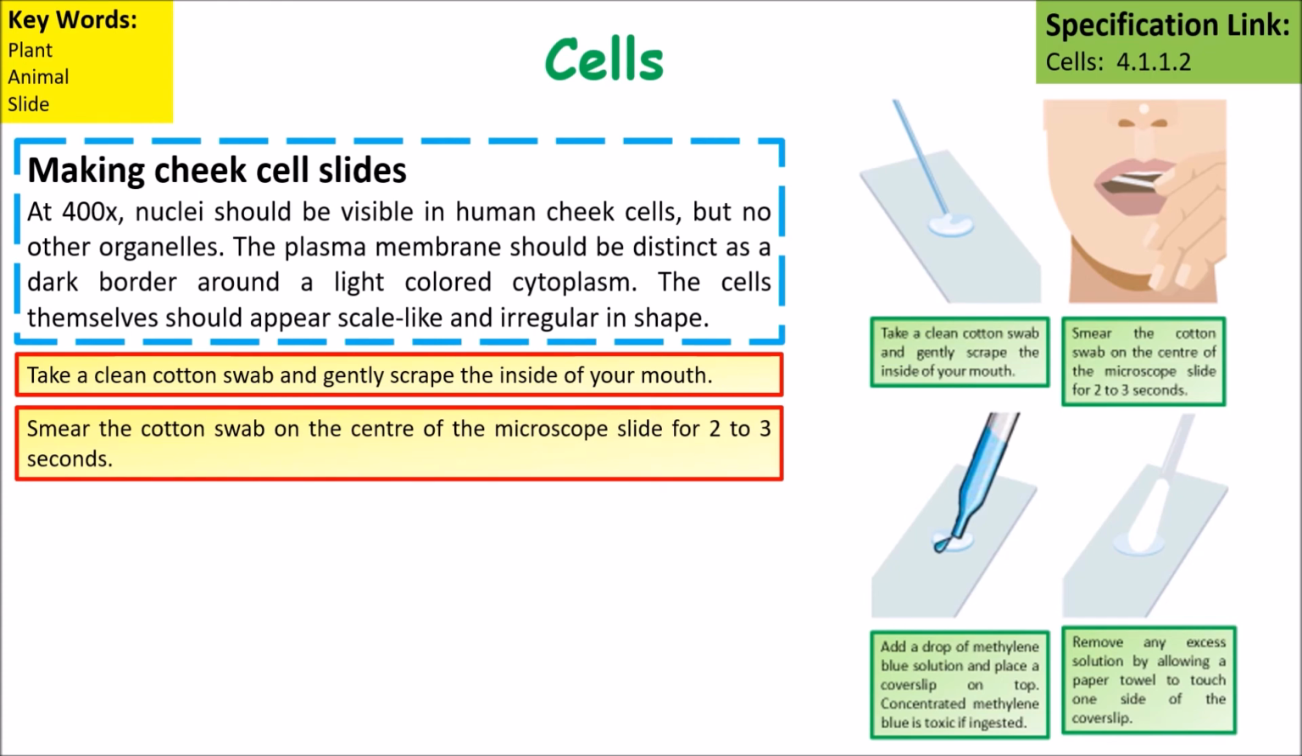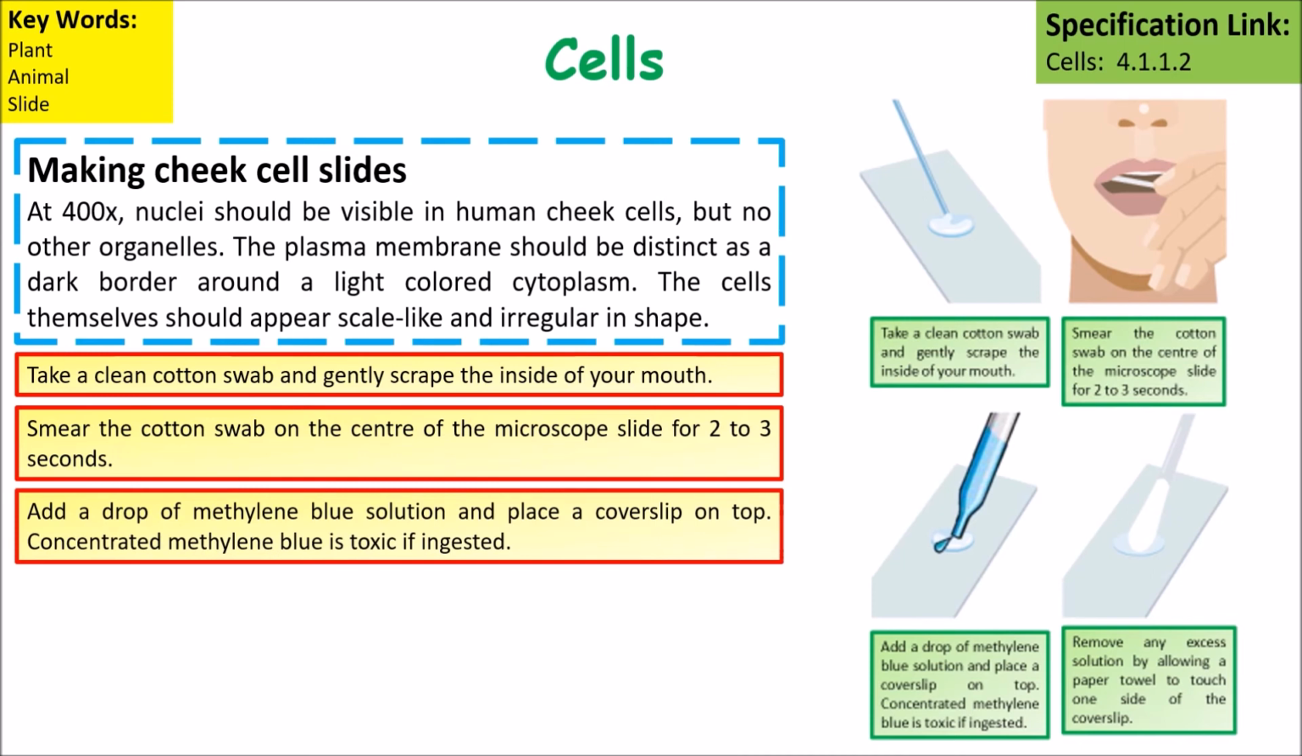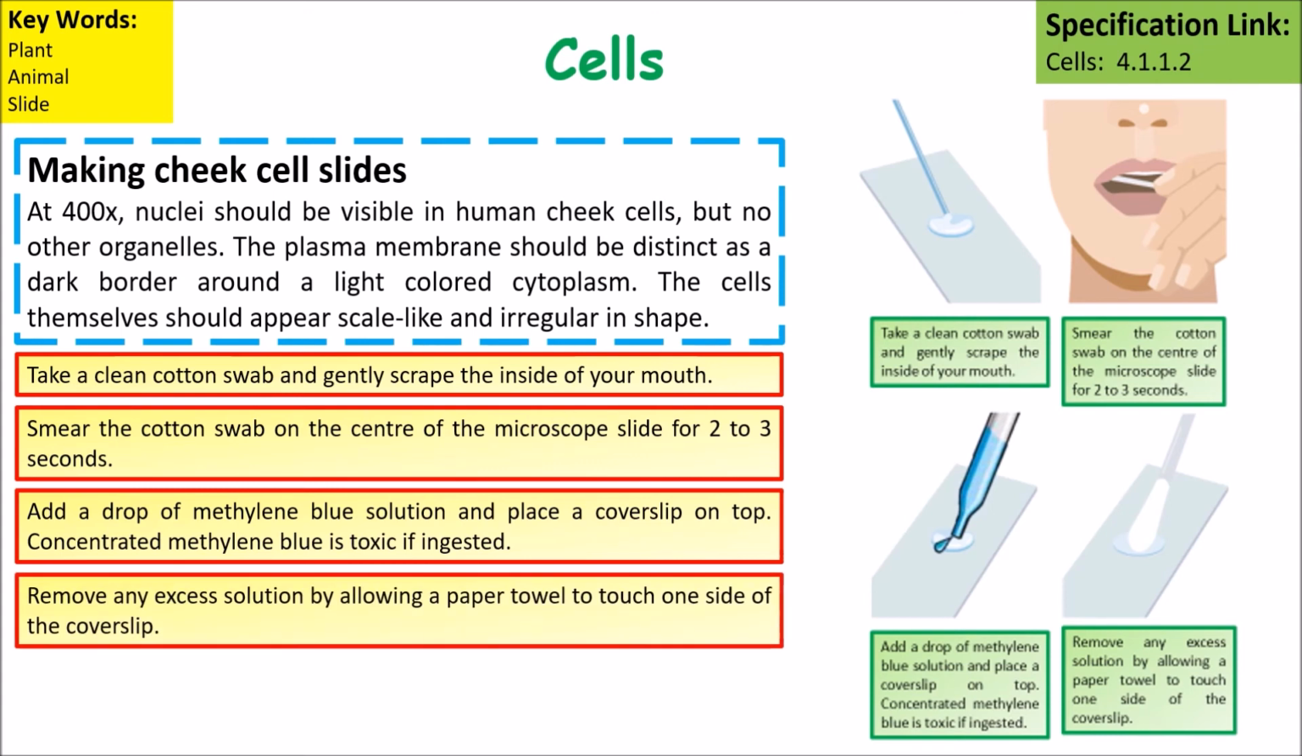Smear the cotton swab in the center of a microscope slide. Add a few drops of methylene blue solution and put a cover slip over the top. The methylene blue is what stains the cell. You can remove any excess methylene blue with a little bit of paper towel to make sure it doesn't give a false reading or any false information when you look at it down the microscope.